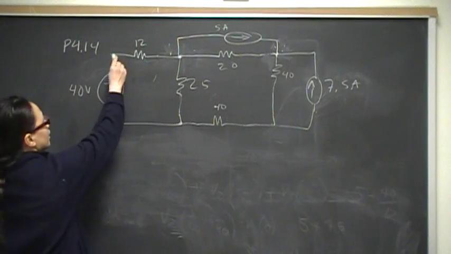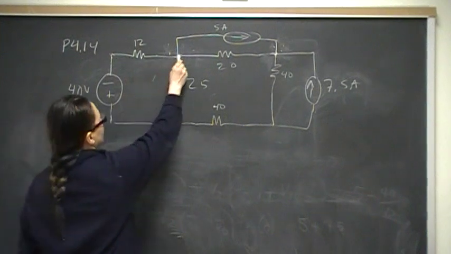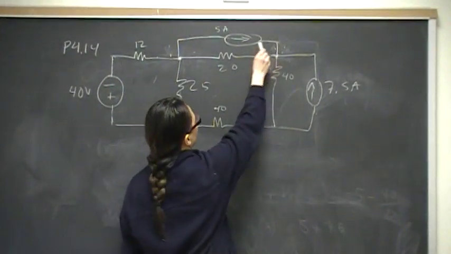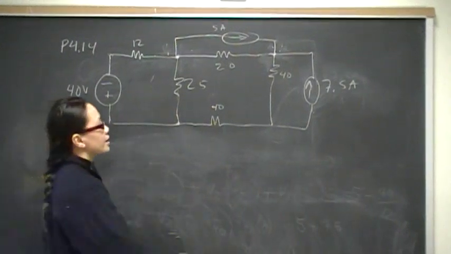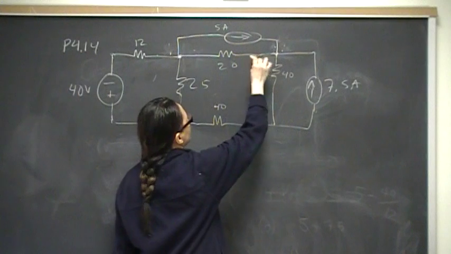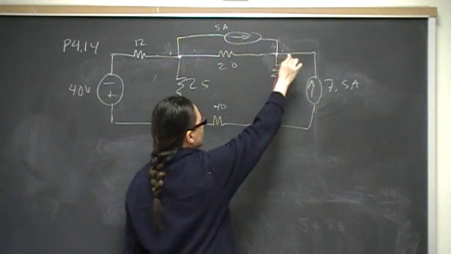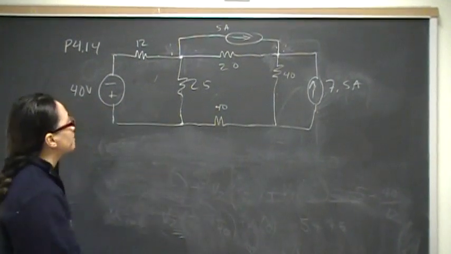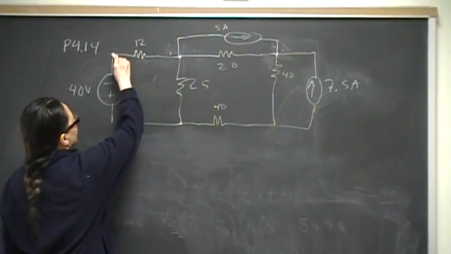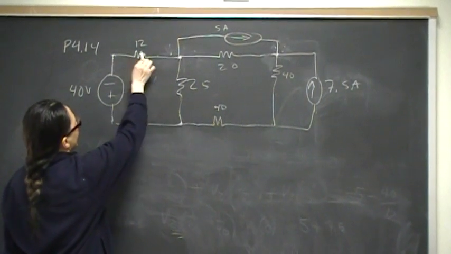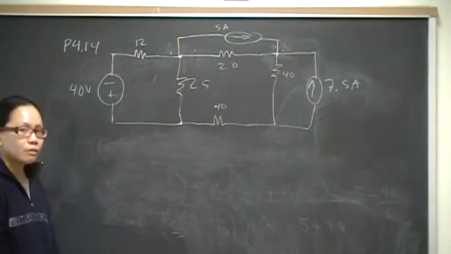So in that case, this is a node right here. This is a node. This is a node. It connects these three. This is a node. So this node here connects a 5 amp current source, a 20 ohm resistor, a 40 ohm resistor, a 7.5 amp current source, and this is a node that connects a 40 volt source and a 12 ohm resistor.